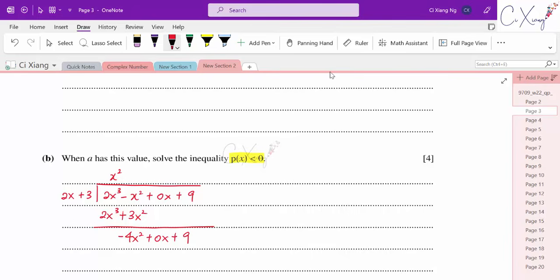And now I'm thinking something multiplied with 2x to get negative 4x squared. So the something here should be negative 2x. Then negative 2x multiplied with 2x, I have negative 4x squared. Negative 2x times 3, I'm having negative 6x.